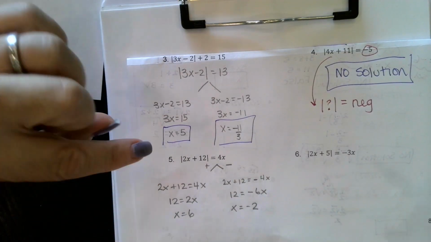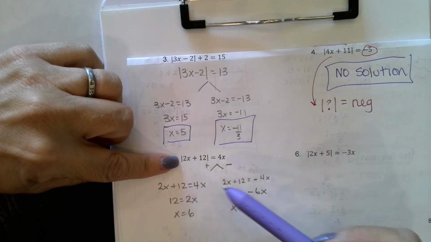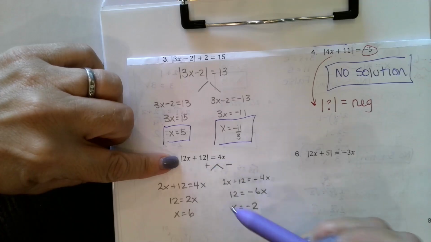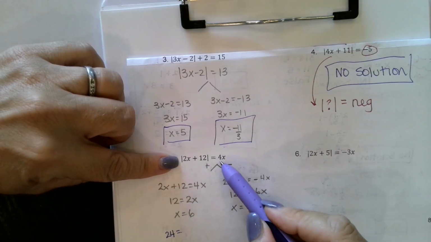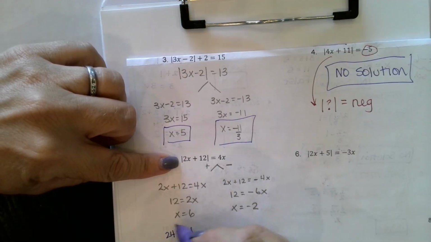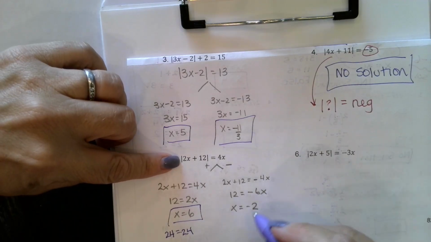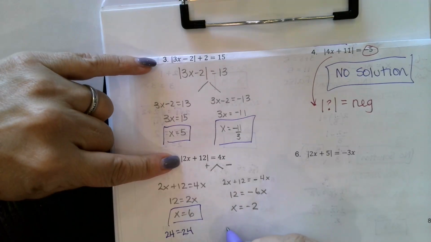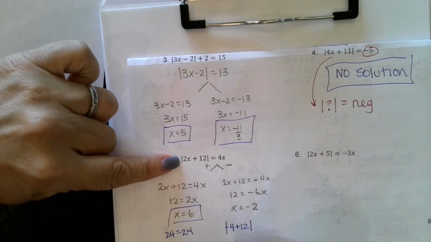So let's test this. If I plug it back in, this is going to give me 12 plus 12, which is 24. So 24 equals 4 times 6, which is 24, so that one's good. Over here, let me write this one out. I'm going to have -4 plus 12, this is in absolute value bars. -2 times 2, so -4 plus 12. So this is going to give me 8.